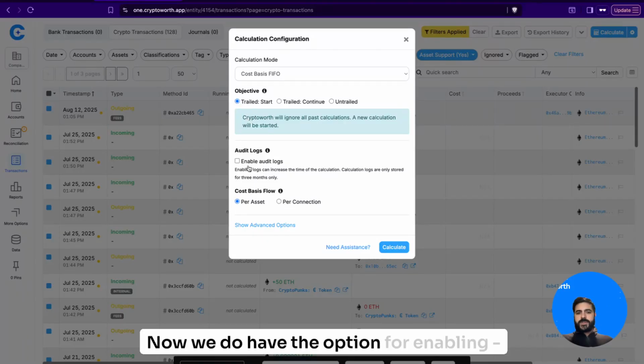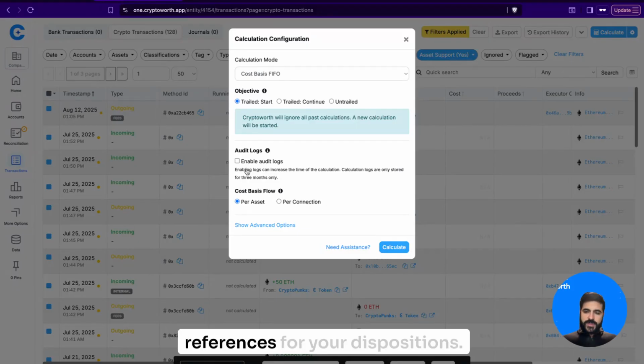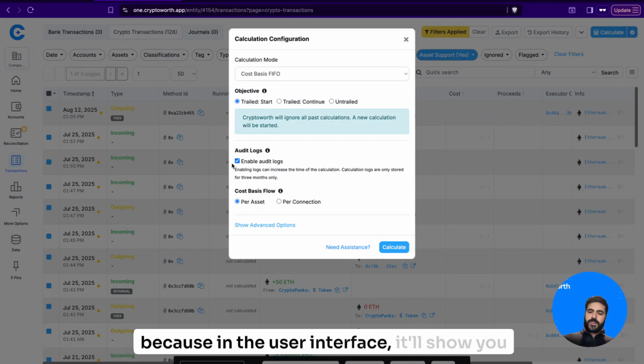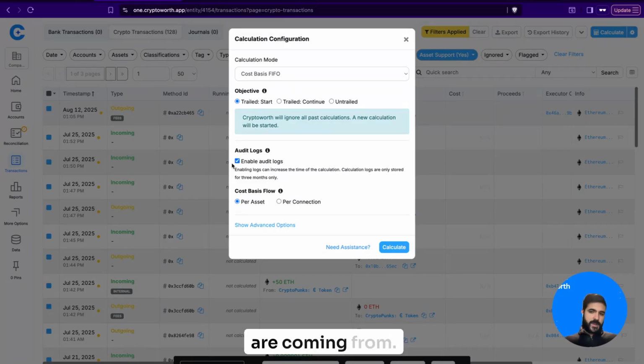Now we do have the option for enabling audit logs. This is if you want to see the inventory references for your dispositions. You can enable the setting, which is nice because in the user interface, it'll show you where the cost basis of your inventory lots are coming from.